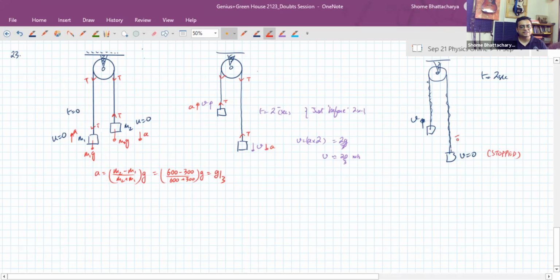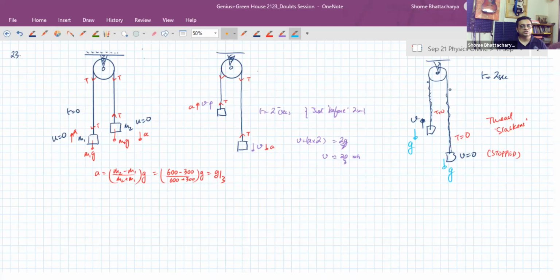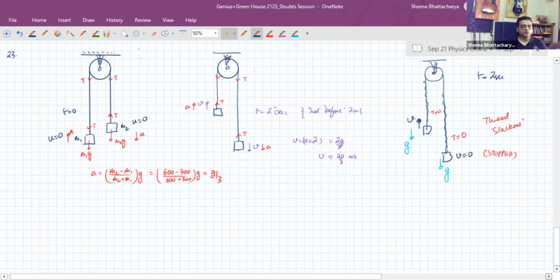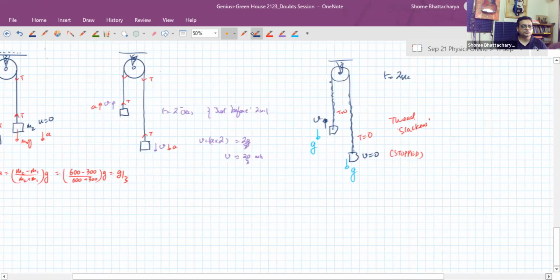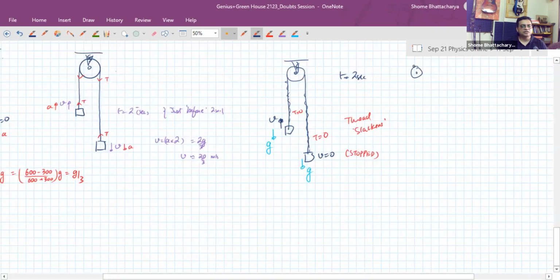So the tension in the string becomes 0. The thread or string slackens. So this is a very important point of view. The moment the string slackens, now what happens? Both of them have an acceleration equal to g downwards. So after some time, I'll just draw the diagram alongside because we have to reference it to this one. After some time, we'll see that this block has reached somewhere up.